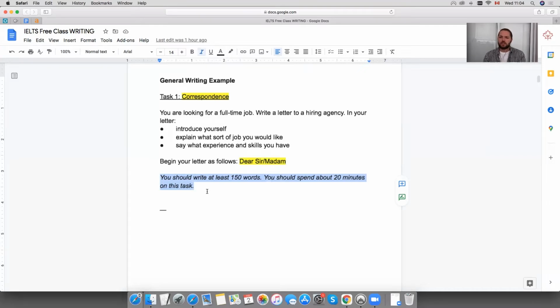They also say you should spend about 20 minutes on this task. There's a good reason for this as well. Task one for both of the writing tests is worth 33% of your overall writing grade. Task two is worth 66%. It becomes very difficult to do well on your writing section if you do not do well on task two.